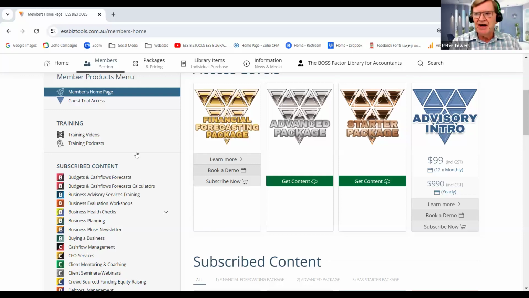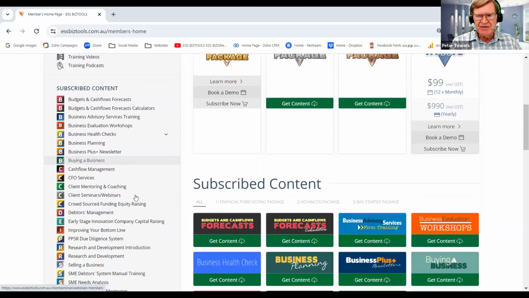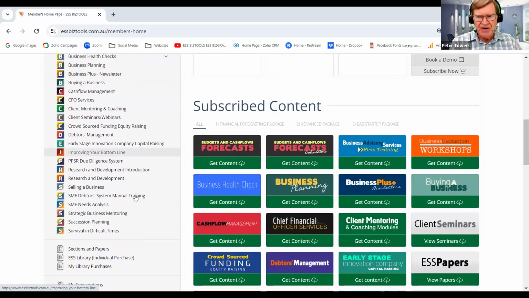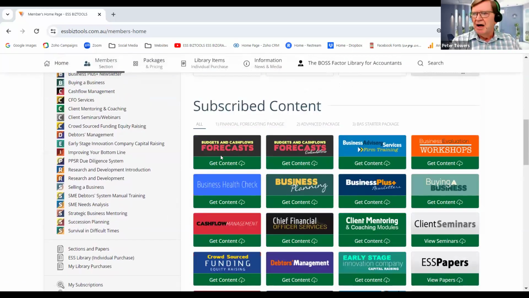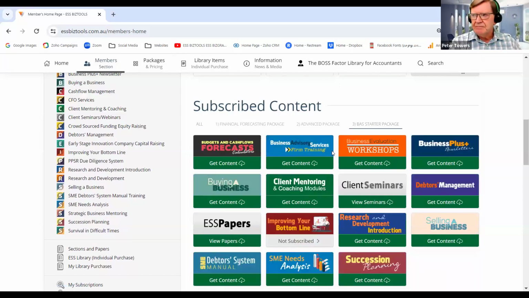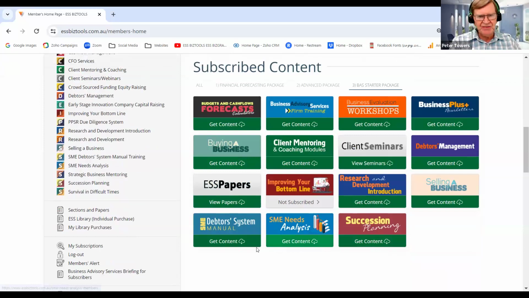On the left-hand side here, we have the subscribed content columns. This is the material that's contained within the total ESS BIZTOOLS package, and some of it is included in each of the packages. In the middle here, we have these little boxes, and we click on them, we get details of what's contained within those packages. We're concentrating today on the Business Advisory Services Starter Package, so I've just brought that up so that we can have access to it.